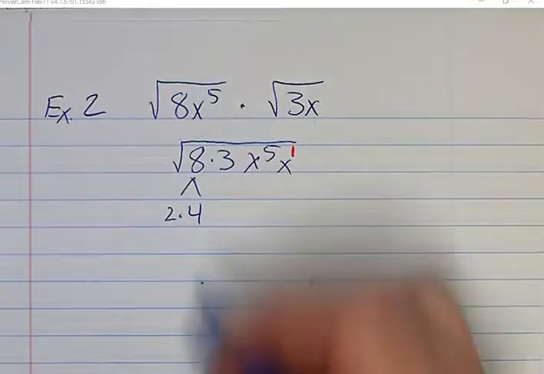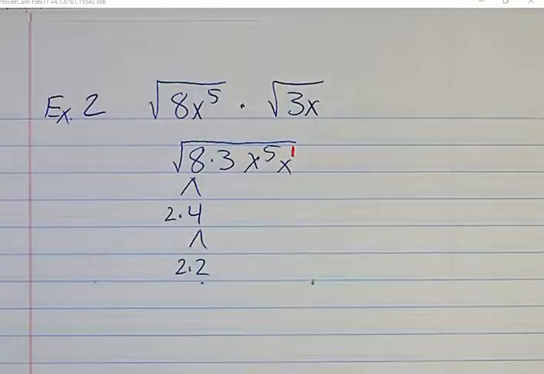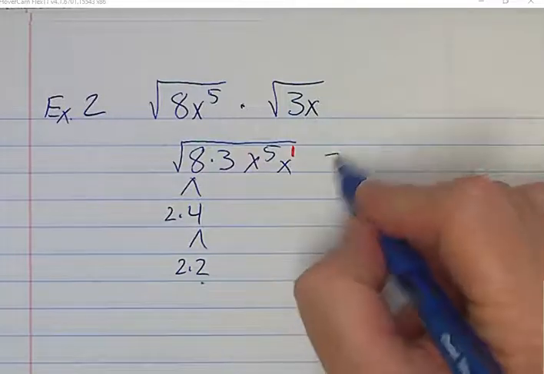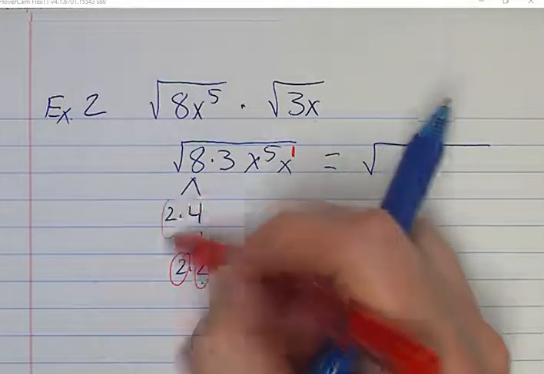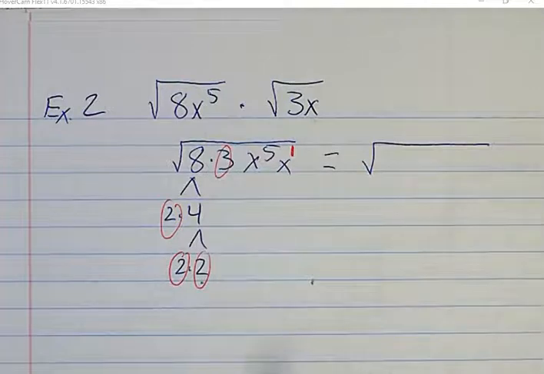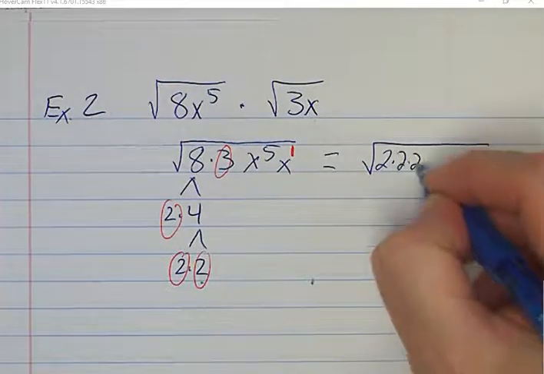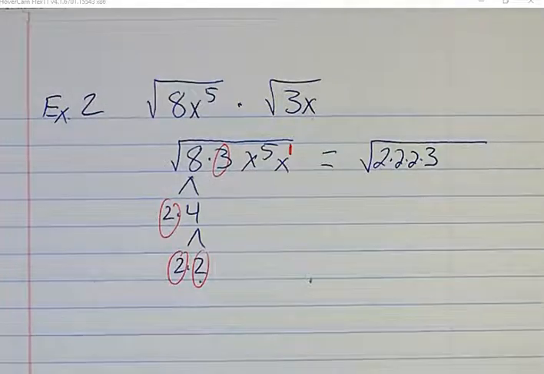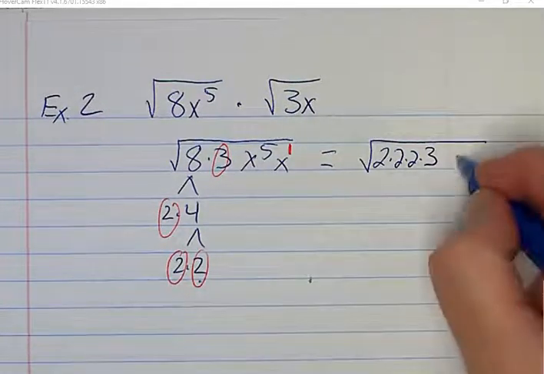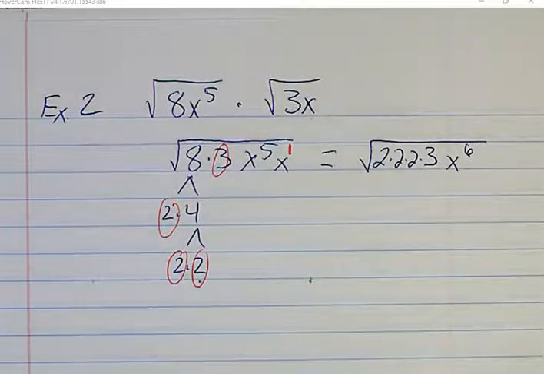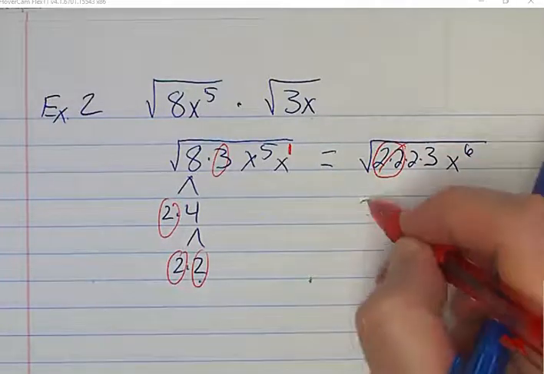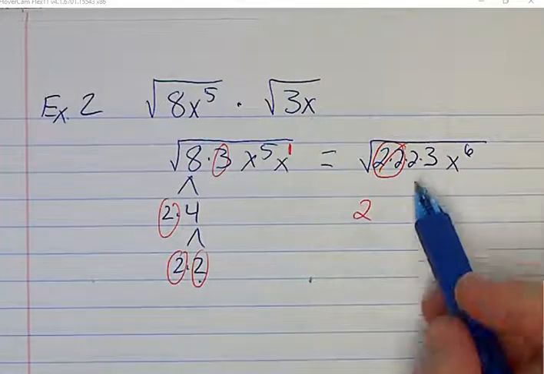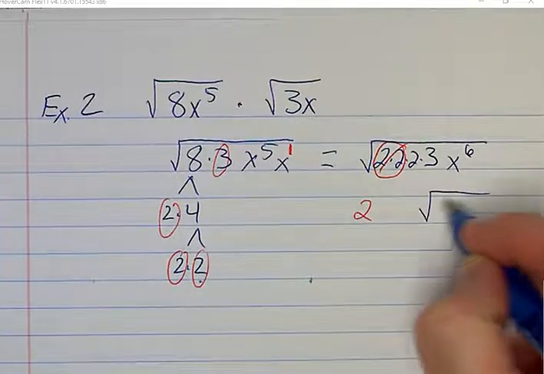2 times 4 is 2 times 2. So for that one, we've got a 2, 2, 2, and a 3. And for the x's, just add them together. 5 plus 1 makes it x to the 6. Alright, and we're doing square roots. We need 2 of a kind, so there's 2 2's when we take the 2 out. There's only 1 2 left over, 1 3 left over, so those will stay on the inside.